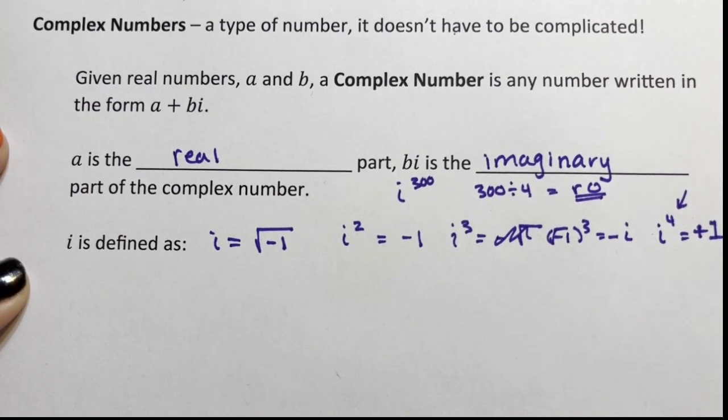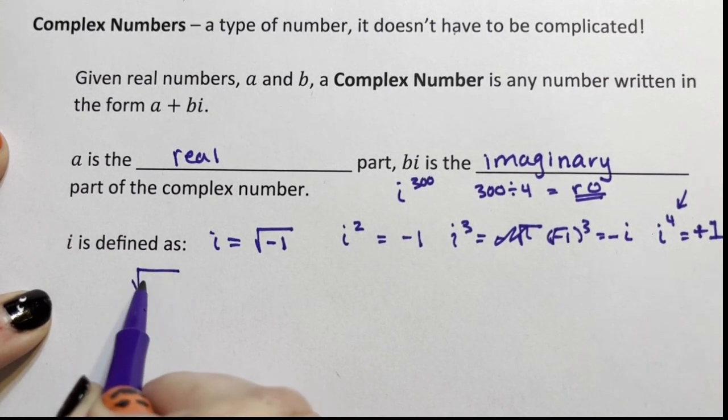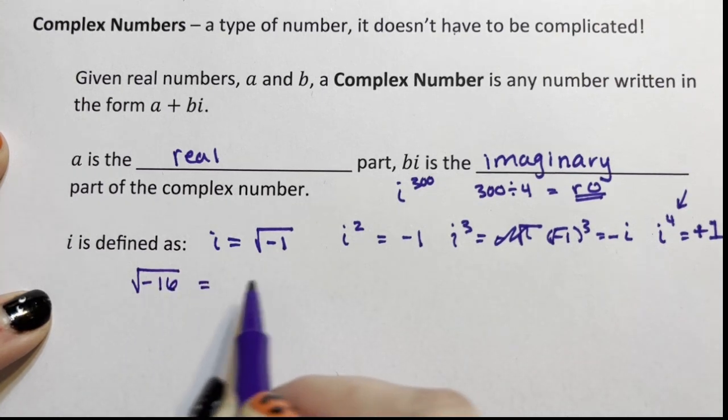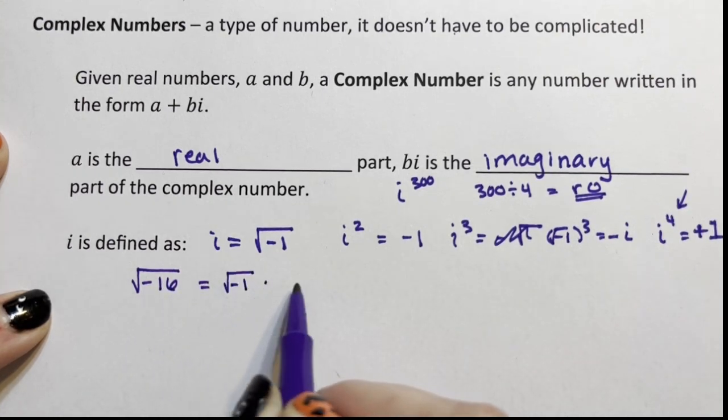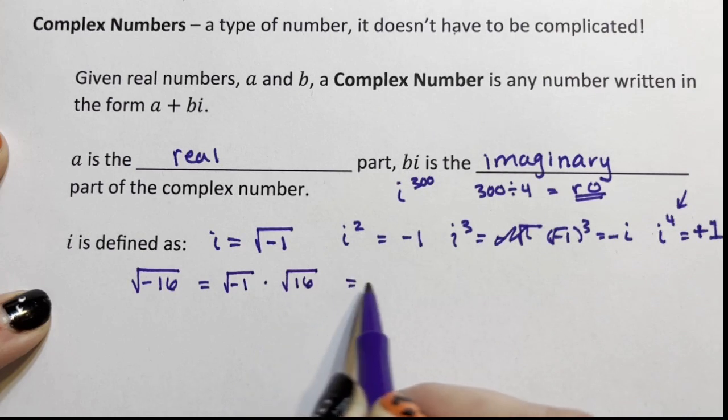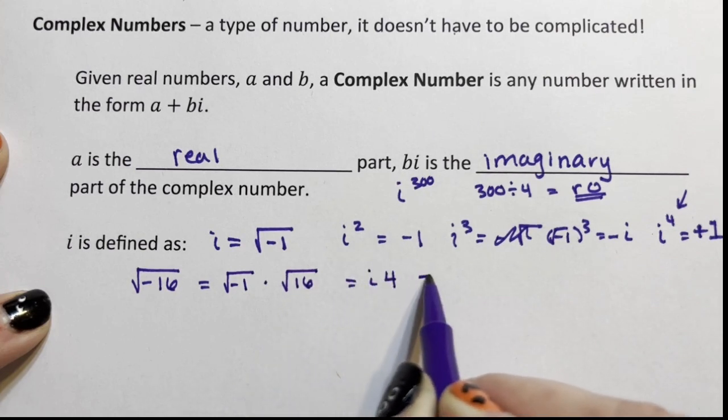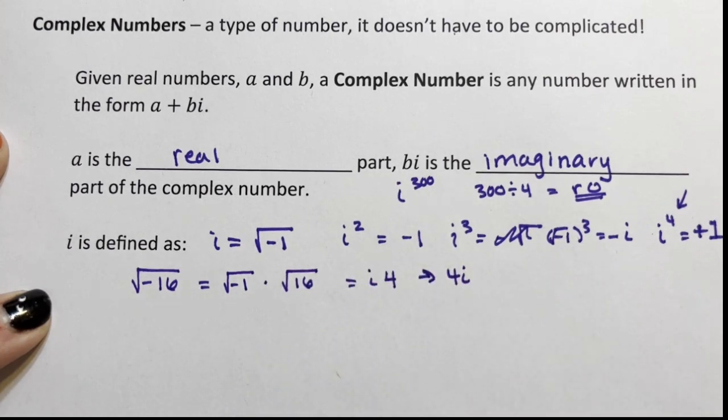Okay, what else? If I have the square root of -16, we just separate this. We say it's -1 times the square root of 16, which is i times 4, which we actually write as 4i. We do the real part before the imaginary part. It just reads better.